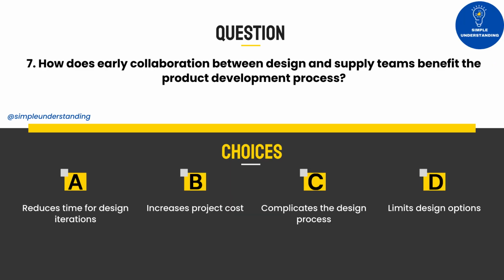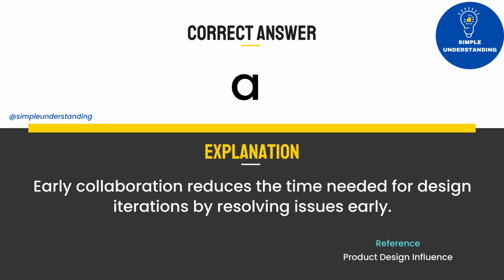7. How does early collaboration between design and supply teams benefit the product development process? A. Reduces time for design iterations. B. Increases project cost. C. Complicates the design process. D. Limits design options. Correct answer A. Explanation. Early collaboration reduces the time needed for design iterations by resolving issues early.